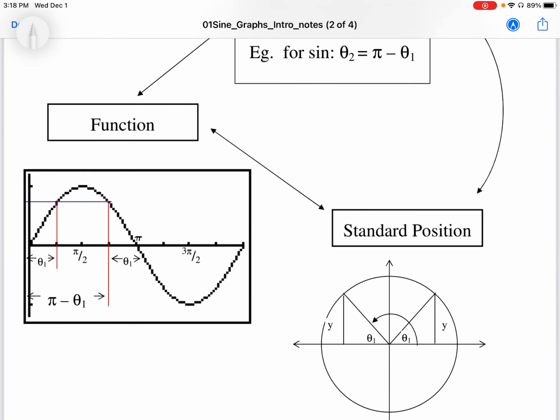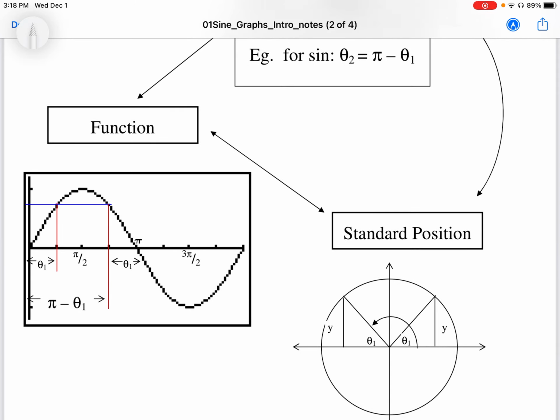So here the example that's shown is we can see that we have our standard position circle. Our standard position is the XY positioning, the X being the cosine position, the Y, the vertical position, goes with the sine. So what we've actually drawn here is actually an example of sine.